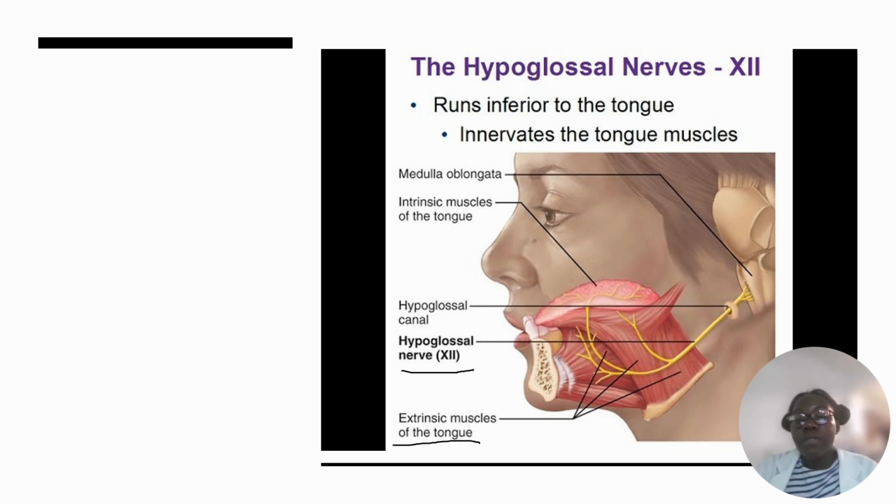So this was it for the cranial nerves. We have 12 pairs, and I just explained all these pairs.